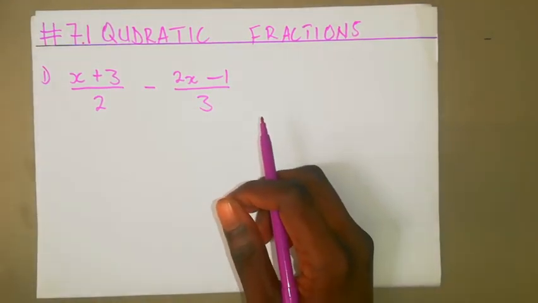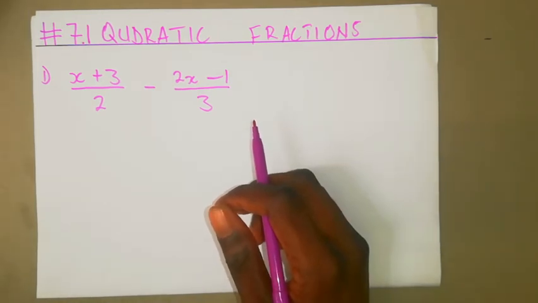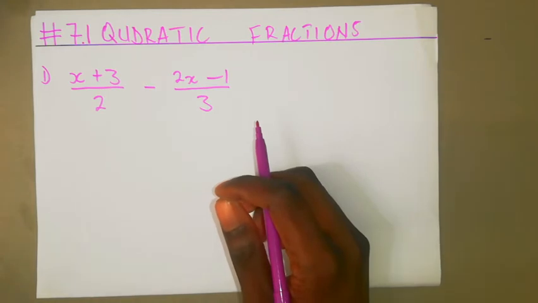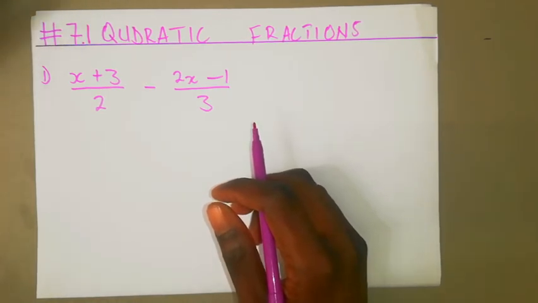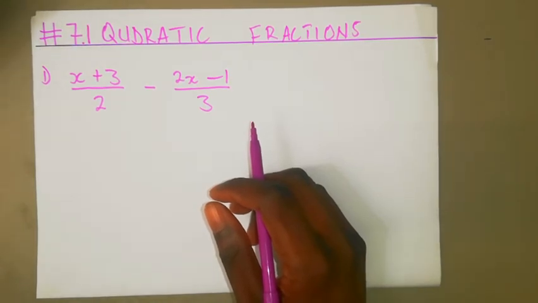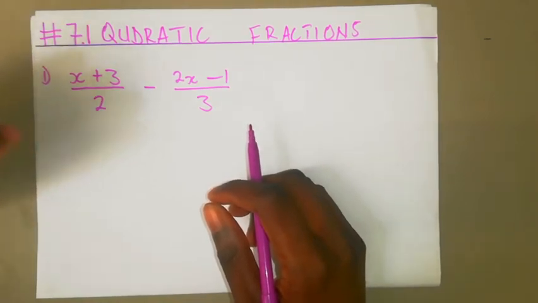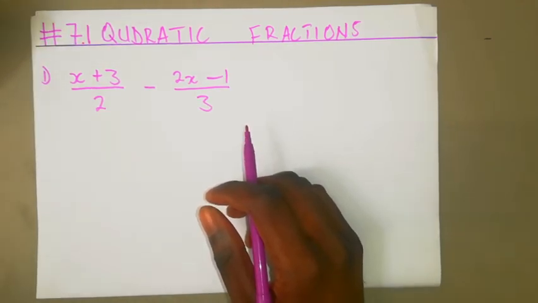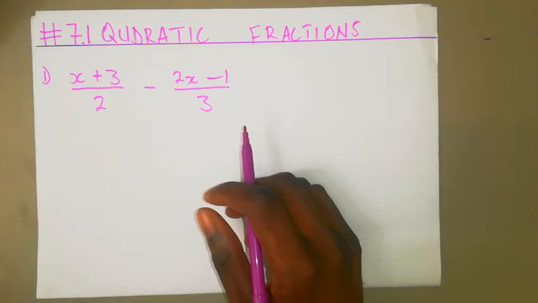Today we are continuing with our new topic 7.1. We are doing quadratic fractions. What you have to understand here is that we are basically doing addition and subtraction in quadratic fractions. But the main principle that you are supposed to understand as we do these quadratic fractions is the addition and subtraction of fractions, where we are supposed to consider how we obtain our common denominator.